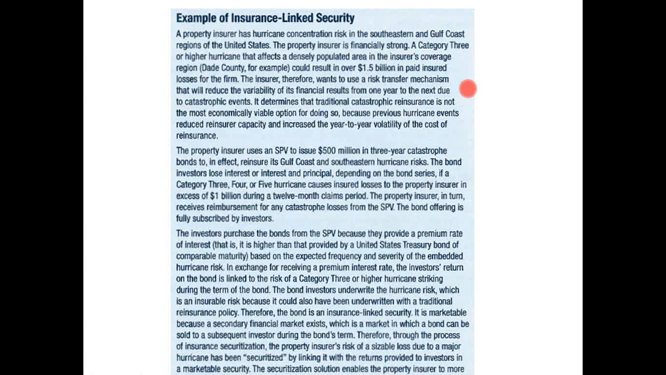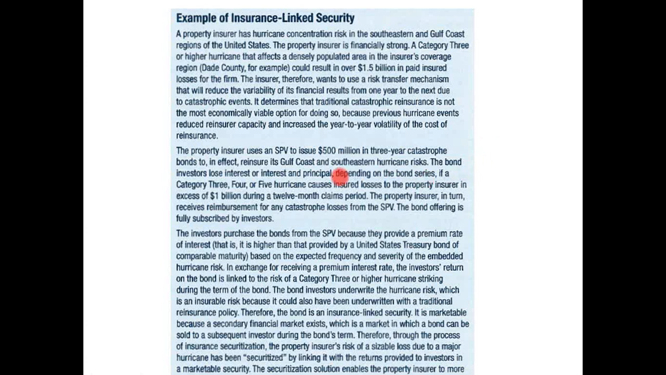And decides not to do reinsurance. Part of the reason is that previous hurricane events reduced reinsurer capacity and increased the year-to-year volatility of the cost of the reinsurance. So it made that reinsurance market go up because of that. They're finding that there's not enough capacity, and so this is why it's considered an alternative in this case. So they use a special purpose vehicle and issue $500 million in 3-year catastrophe bonds to, in effect, reinsure its Gulf Coast and southeastern hurricane risk.